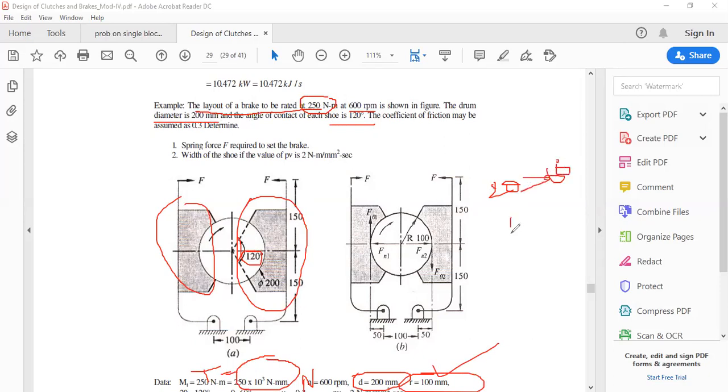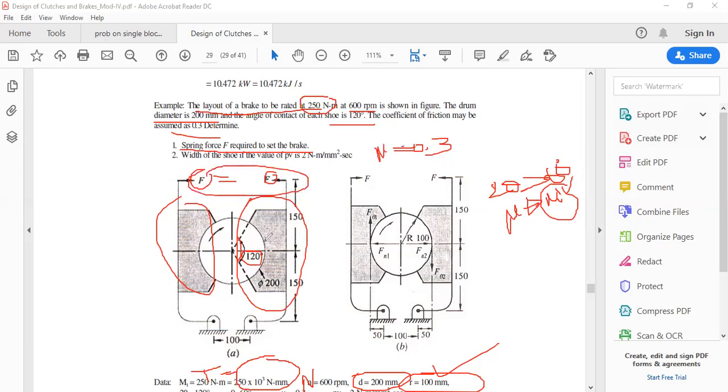Therefore the value of mu has to be replaced by mu dash. So you have to calculate mu dash here, and the value of mu is given as 0.3. With the help of this 0.3 you have to get the value of mu dash. Then you have to calculate the spring force required to set or apply the brake. This value remains the same on either side.